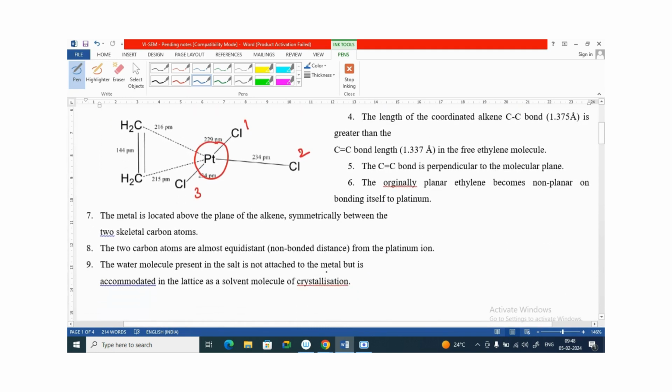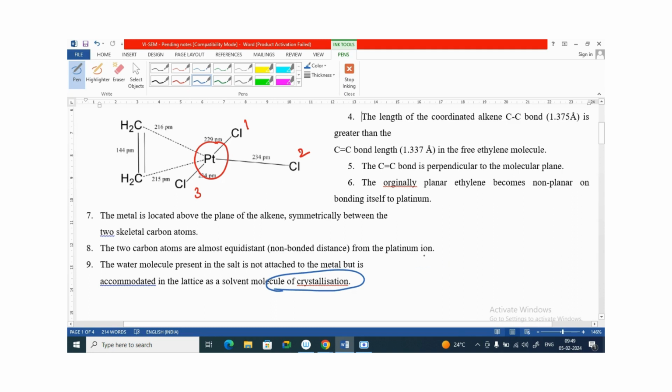Then the metal is located above the plane of the alkene, symmetrically between the two skeletal carbon atoms. The two carbon atoms are almost equidistant, in terms of non-bonded distance, from the platinum ion. The water molecule present in the salt is not attached to the metal, but it is accommodated in the lattice as a solvent molecule of crystallization.